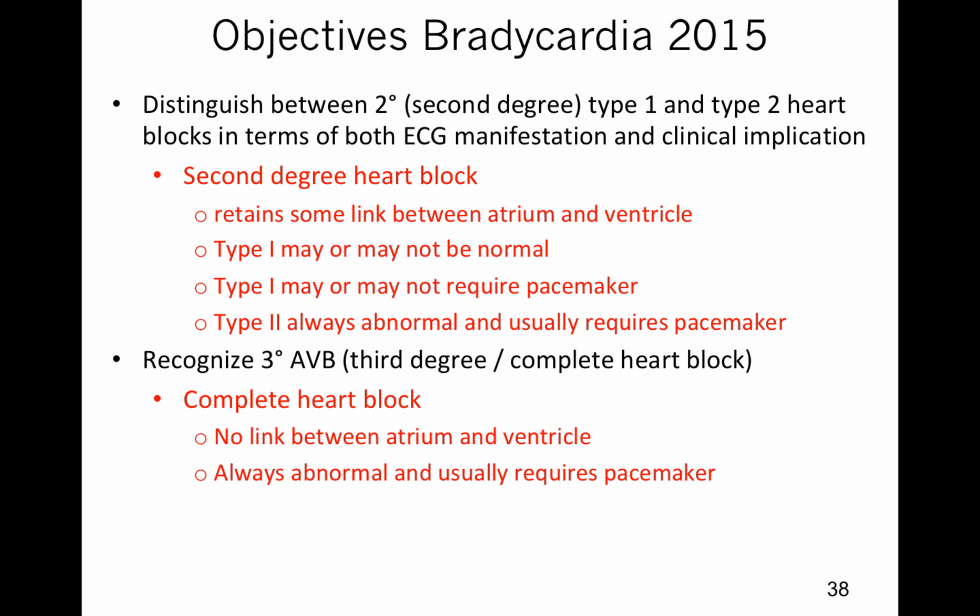Distinguish between second degree type 1 and type 2 heart block in terms of both ECG manifestations and clinical implications. In second degree heart block, there's still a link between the atrium and the ventricle. Some P waves conduct and some P waves don't. Type 1 may or may not be normal, and it may or may not require a pacemaker. The vast majority of type 1 second degree AV block, which is also called Wenckebach, is benign and is related to high vagal tone. Type 2 is always abnormal and usually requires a pacemaker because it can progress to third degree heart block.